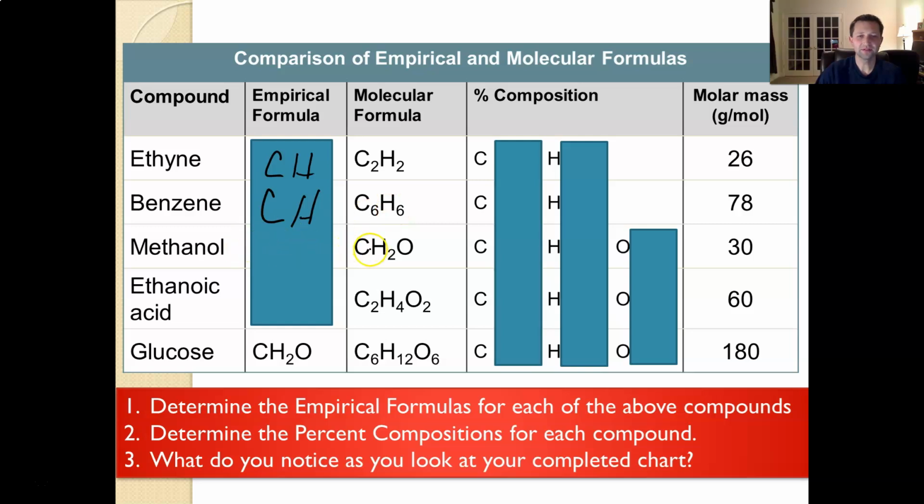Methanol, CH2O, looks like it's already in its lowest whole number ratio. So that's the empirical, CH2O. It's already reduced. What about ethanoic acid, C2H4O2? Can I reduce that at all? Yeah. What will it be? It'll be CH2O. Look at glucose. C6H12O6 is CH2O. This is really neat because methanol is a really, really flammable, very toxic, very dangerous type of alcohol. The empirical formula is CH2O.